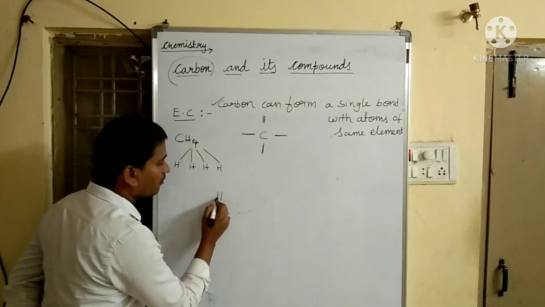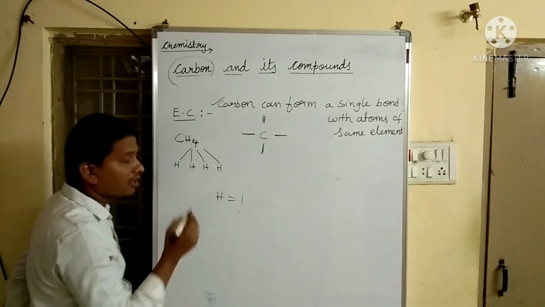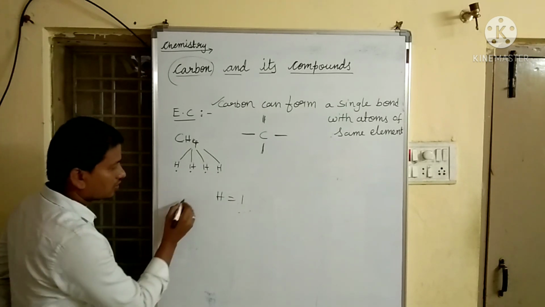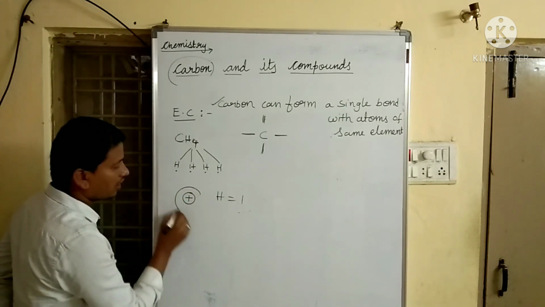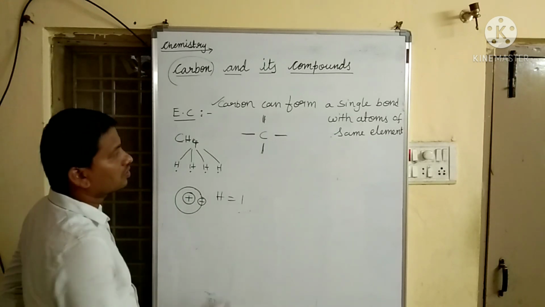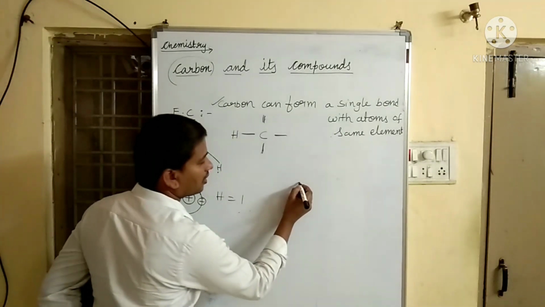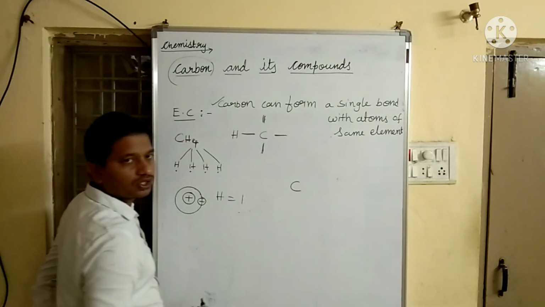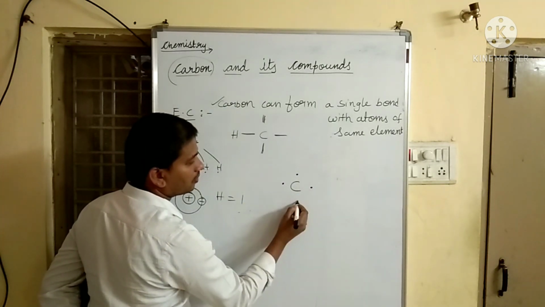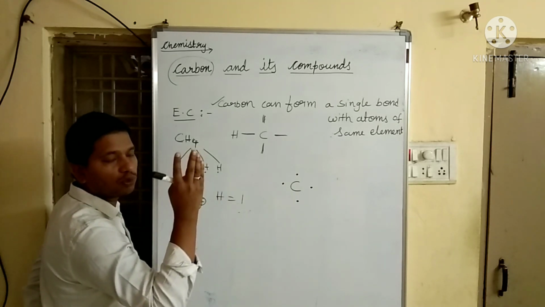The atomic number of hydrogen is 1. I mean, it has 1 electron. You can see this is our nucleus, this is our first shell, and it has only 1 electron. So it can share with carbon. I can write the Lewis dot structure so that you will understand clearly. Carbon has 4 electrons in the outermost shell.